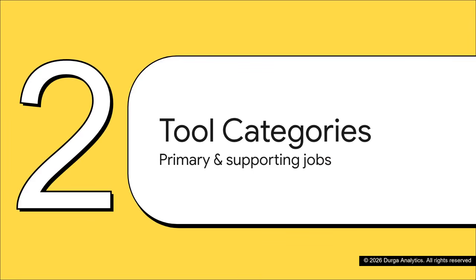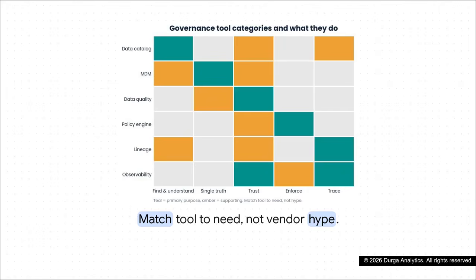Moving to Section 2, defining the tool categories, mapping the primary and supporting purposes of governance tools. Every tool category out there, from catalogs to observability, has a distinct primary job alongside secondary supporting roles. The catalog is primarily for finding and understanding data. MDM's main job is establishing that single source of truth. Data quality measures your trust in the data, while the policy engine enforces the rules. Lineage traces data end-to-end, and observability actively monitors your pipeline's health. Now, modern platforms are definitely adding AI governance capabilities for model registries and active metadata, which is great. But the absolute key takeaway here is this: you must match the tool to your specific governance need, not to whatever vendor hype is currently dominating your LinkedIn feed.